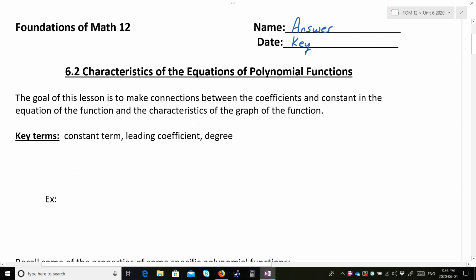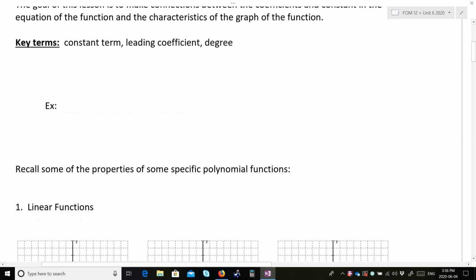It says the goal of this lesson is to make connections between the coefficients and constant in the equation of a function and the characteristics of the graph of the function. So some key terms are the constant term, the leading coefficient, and the degree.